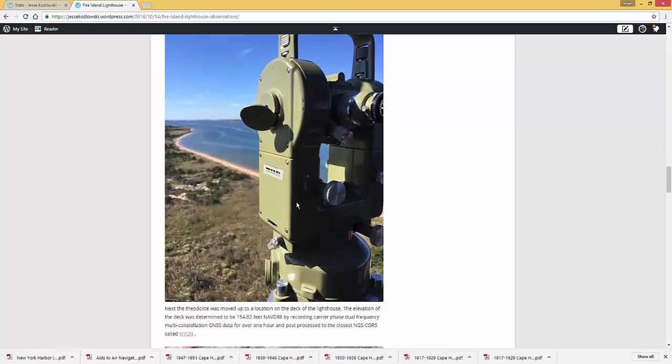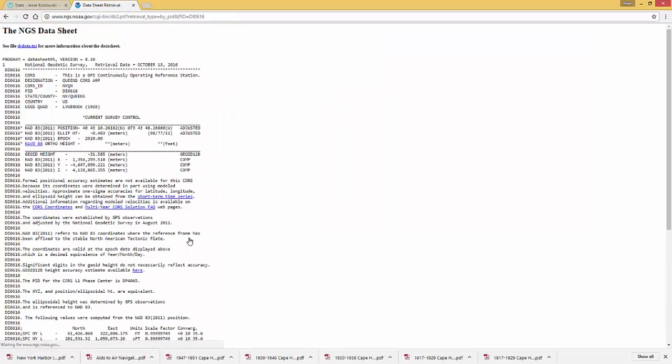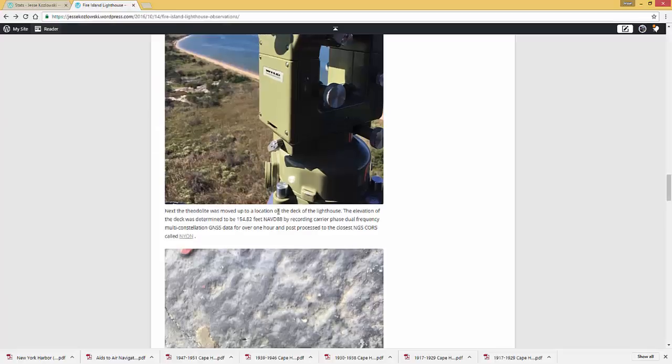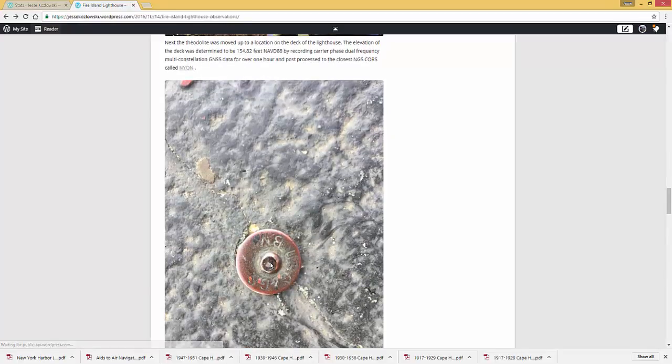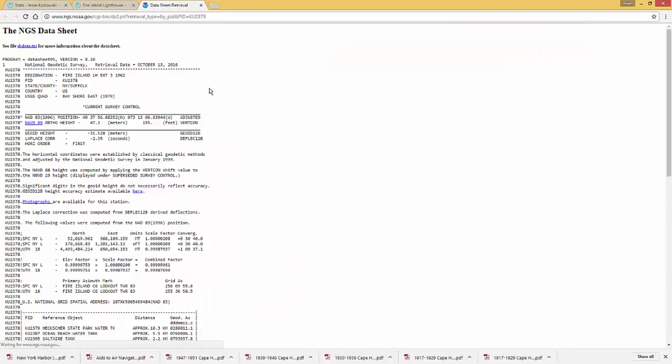Then I went up on top of the light, up on top of the lighthouse, established a position up there again with GNSS. And that position agrees very well when I processed it from this CORS, this is a continually operating reference station in Queens. It agrees very, very well with this benchmark that is up there on the deck. I supply you with that data sheet as well.